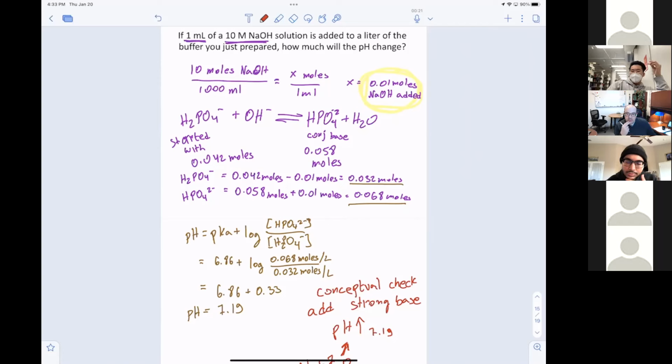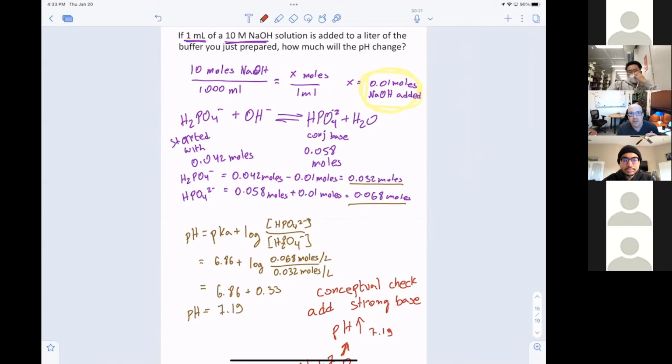Is someone volunteered to explain that? He's basically just removing 0.01 moles from the acid because you're adding the base. So you're removing 0.01 moles from there and then you're making the conjugate base of the same amount, 0.01 moles. So just kind of transferring it from the acid and making more conjugate base of the same amount. If that makes sense.